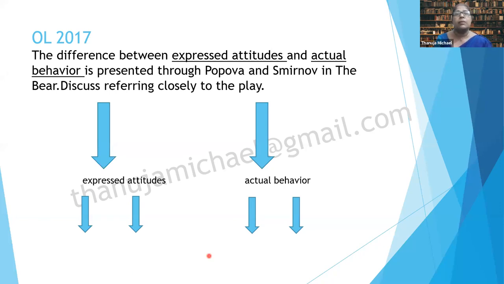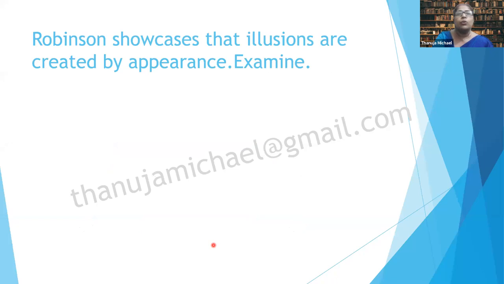Use the keywords. For example, if you talk about humor, she says she doesn't know how to shoot, but she comes with a pistol. And the worst part, Smirnoff teaches her how to shoot. So somebody who is going to be shot by Popova is teaching her how to shoot. So humorous, right? Absurd behavior, humor. So put it that way. And I'm going to the next question.